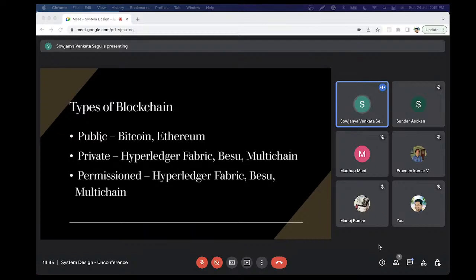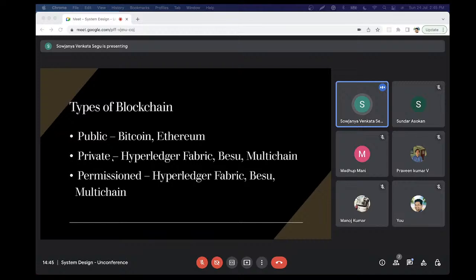Whereas private is owned by a single organization, where the single organization will have control over the blockchain network. Permissioned is a network in which multiple participants have the control. This has limited decentralization. A public network is completely decentralized.